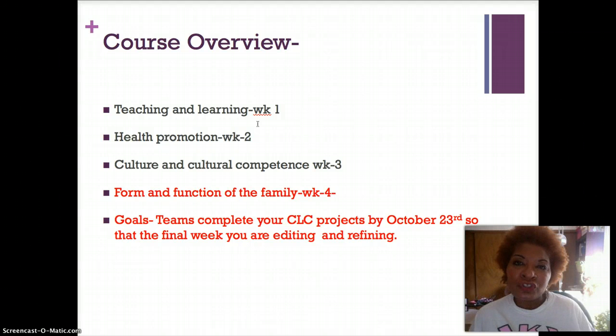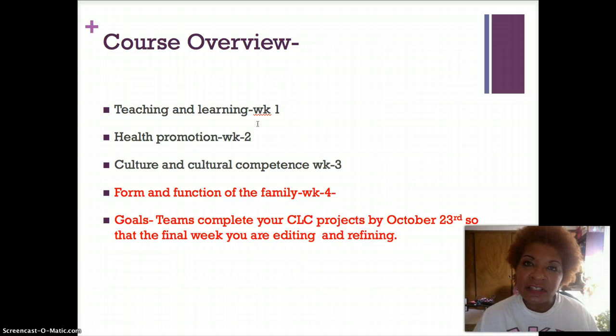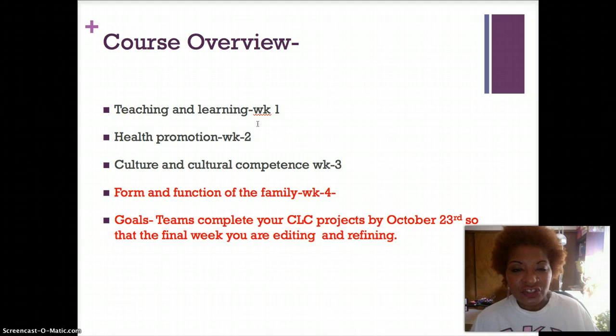We look at health promotion issues. How do we promote health? In acute care, we focus on illness, and in community health, we look at health promotion and prevention. And so that was really week 2. Last week we talked about culture and developing and maintaining cultural competence. We also looked at the aspect of nutrition as a real issue in American health, particularly with families and children. And this week, going into the fourth week, we're looking at the form and function of the family.